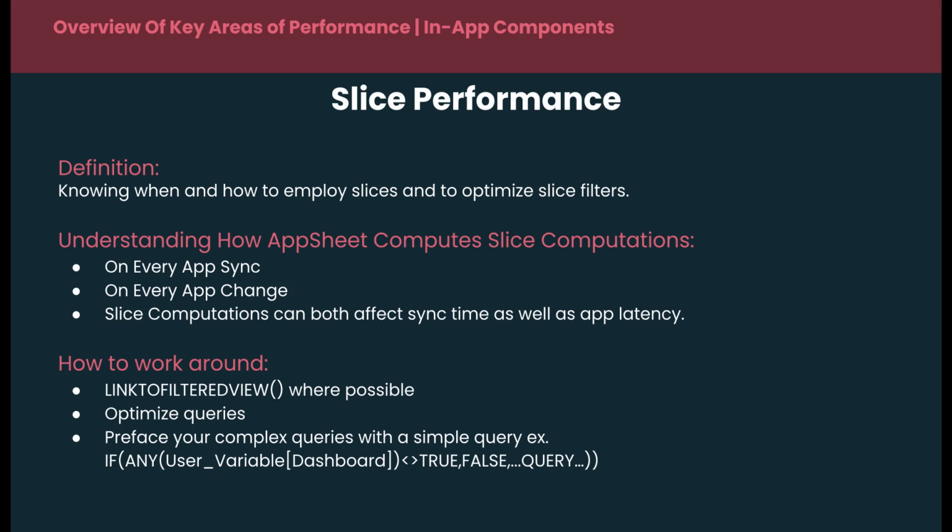So how do you optimize? Well, in some cases, you can forego the slice altogether by using a link to filtered view. In many cases, we're creating slices because we want to constrain what rows enter a multi-row view. Instead, you may consider using a link to filtered view, and that may solve your problem. If that doesn't work, you're going to want to optimize your queries. That means reducing the number of times that you're making cross-table queries within a slice.